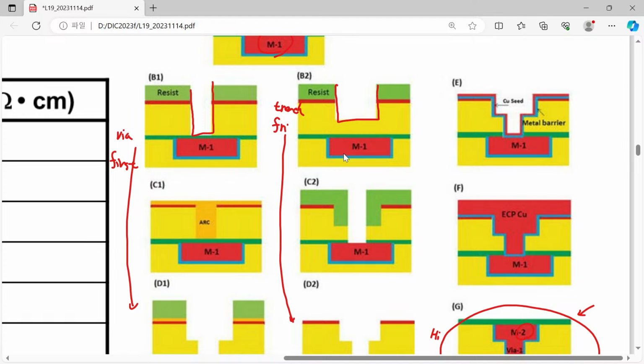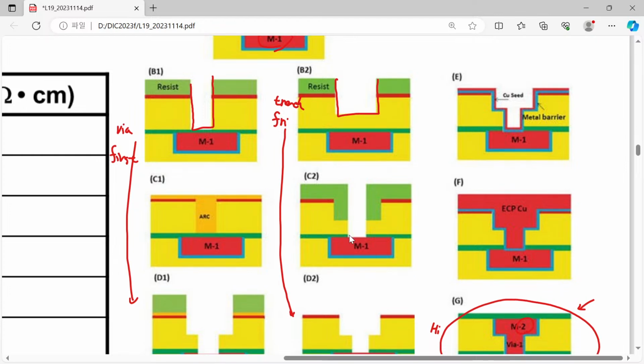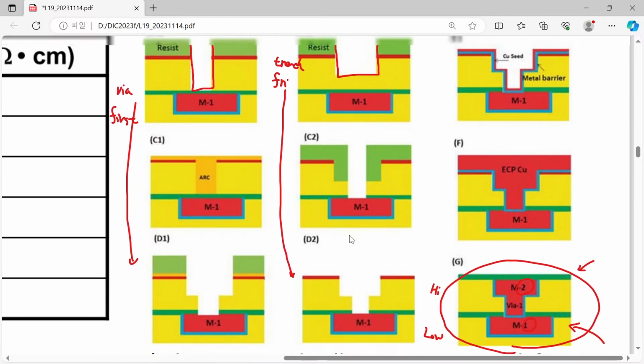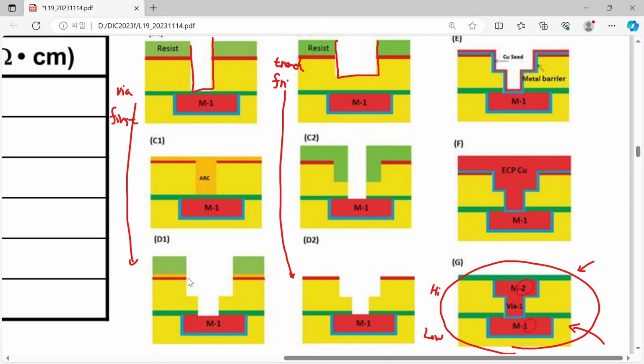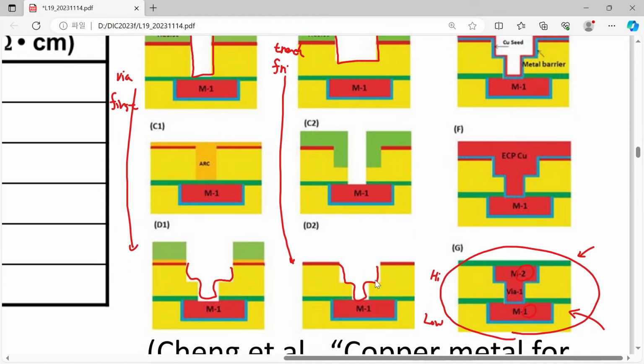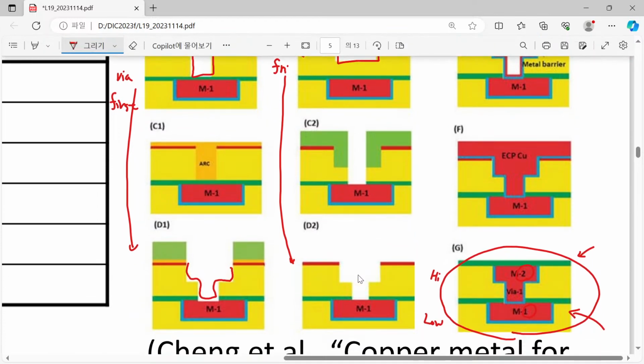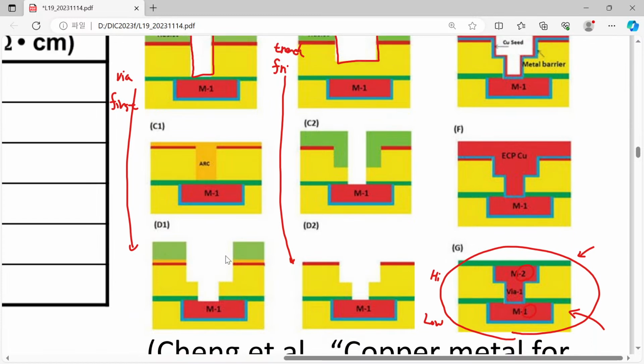So in this trench first, we first make a trench. After that, we introduce BR. But anyway, the final form looks like this. Here we have a structure fabricated by twice processing. After that, the important point is not this shape itself, but please have a look at this.